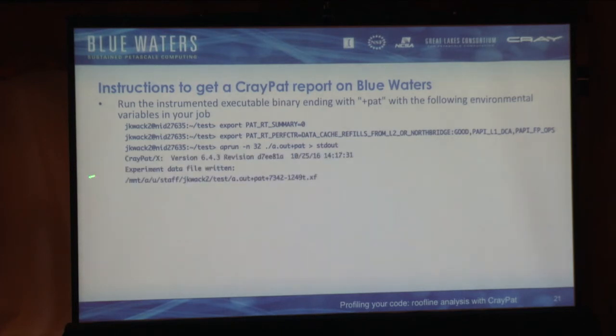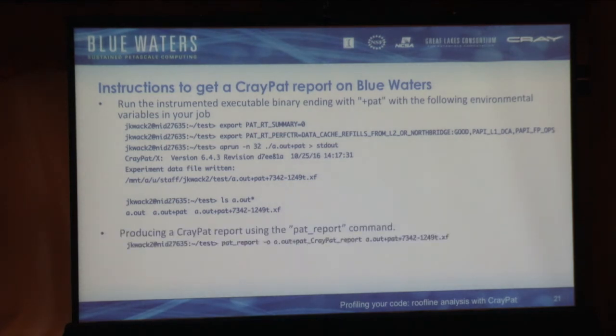And then it will tell you your CrayPat version, and it will generate this XF file. If your MPI rank count is more than 512, you will not have a single XF file. You will have a folder that has multiple XF files, depending on the number of MPI ranks, but you will obviously have some raw data from CrayPat.